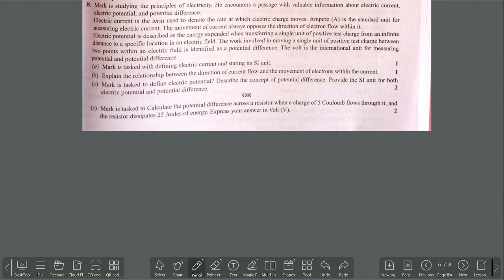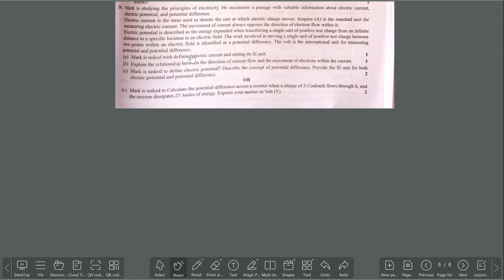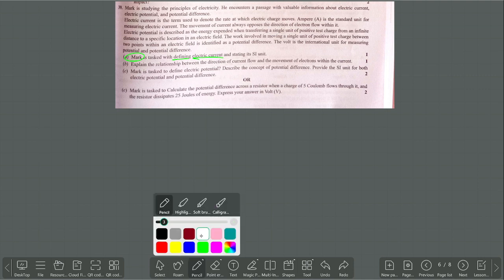Just read the remaining paragraph. So here what they are asking is, Mark is tasked with defining electric current. What is meant by electric current? Here the important question is define electric current. Mark whoever it is. Clear? Just write the definition of electric current. What is meant by electric current?